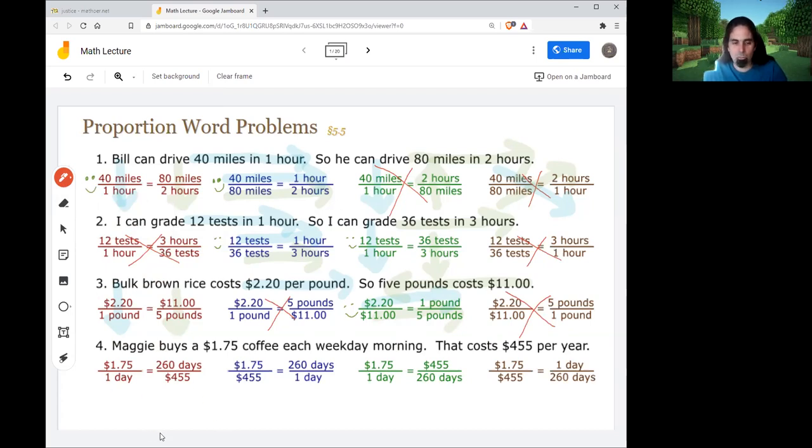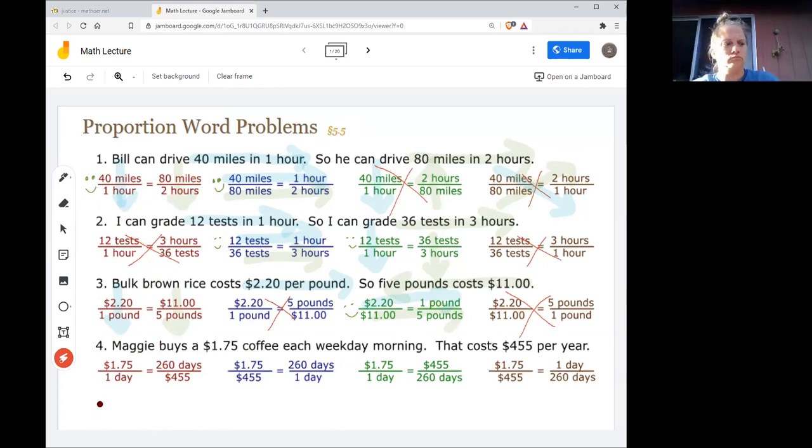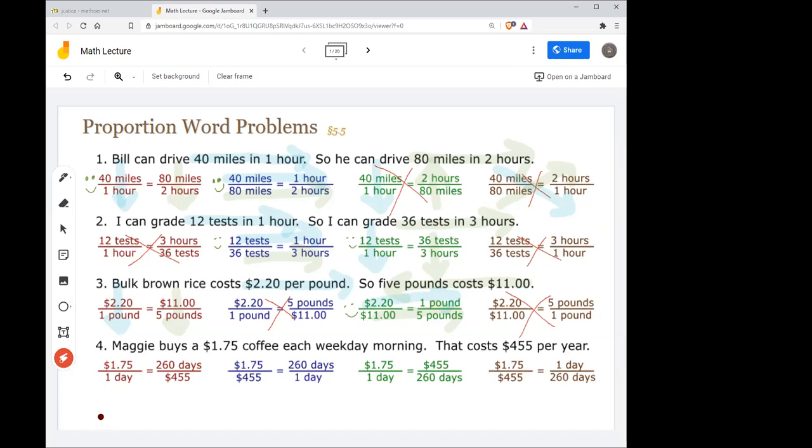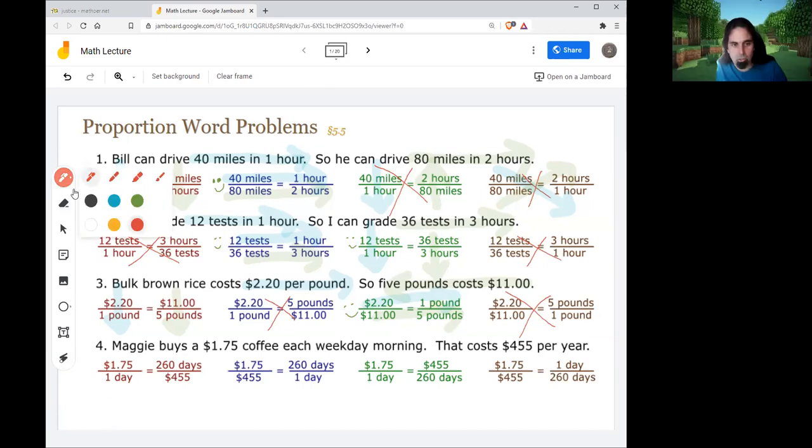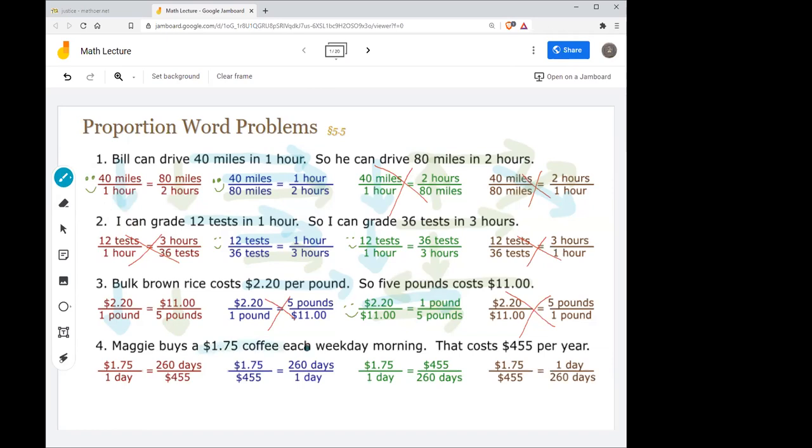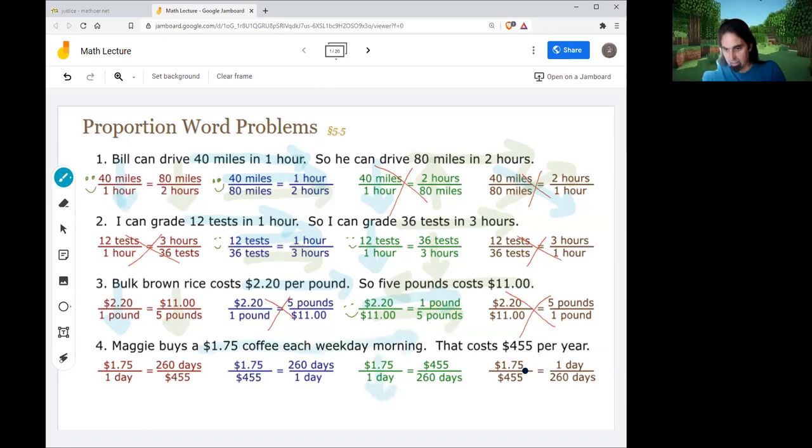Okay, we're almost done. Number 4. There are 260 weekdays in a year, by the way. That's why this has the 260. I believe the last 2 are correct. Okay, let's check with our arrows. So 175 each day. Well, that's not going to work. It's diagonal. 455 every 260 days.